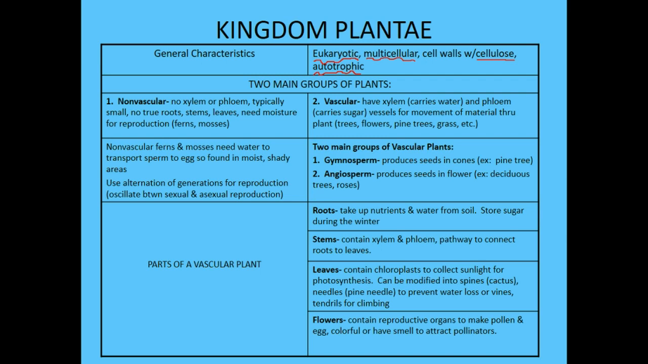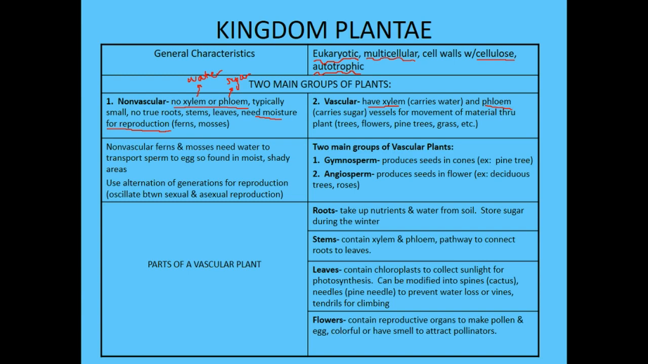You have non-vascular, which does not have xylem and phloem. Xylem helps transport water. Phloem is the tube that basically transports sugar. And non-vascular plants don't have these. They also need moisture to reproduce, and we'll get into that a little bit later. But vascular plants have the xylem and the phloem to help carry those things through them.